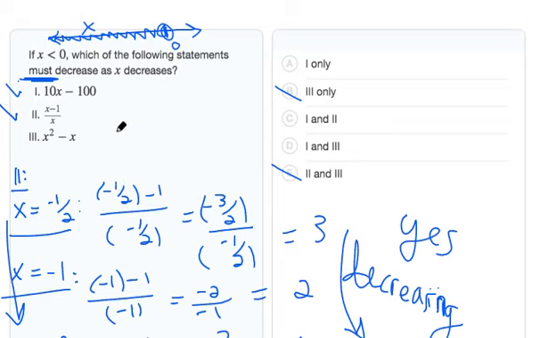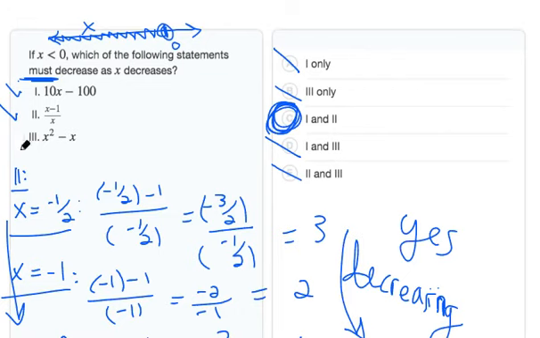So when we take a look at our answer choices, we need to exclude any choice that doesn't include statement 2. Choice A doesn't include statement 2, so we can eliminate that. And choice D also doesn't include statement 2, so we can eliminate that. So the final answer choice is choice C. Statements 1 and 2 actually work and satisfy this question.